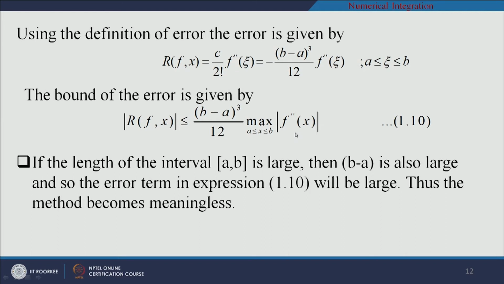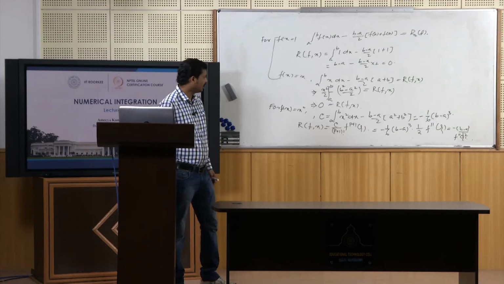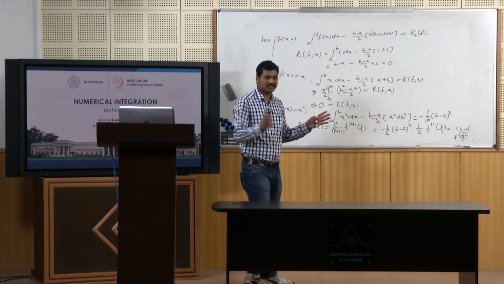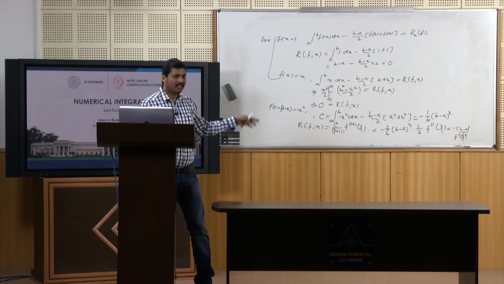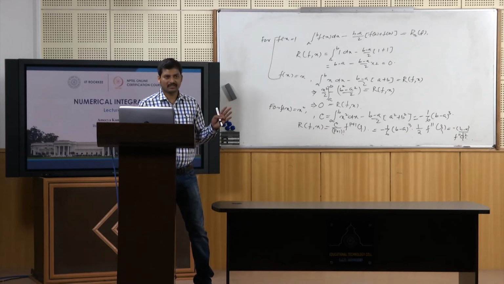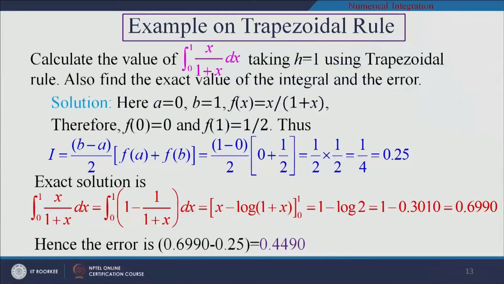And from this formula we can visualize that if the length is larger, then this b minus a difference is also large, and in that case this method becomes meaningless. If the section is very small, then we will have a good result. So now let us go for an example of the trapezoidal rule.